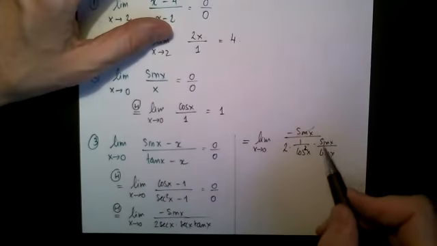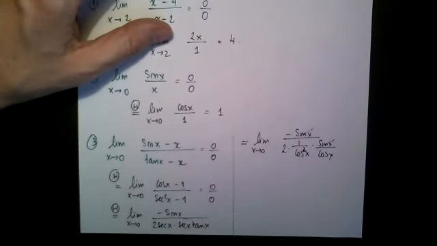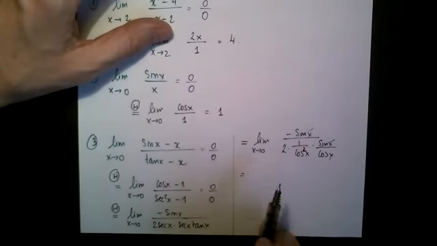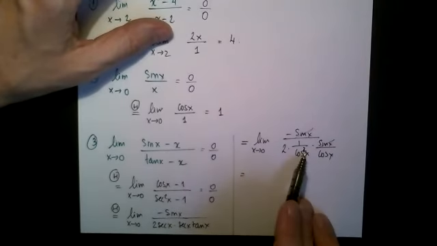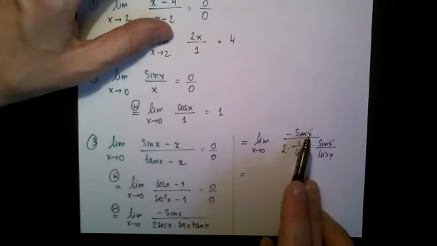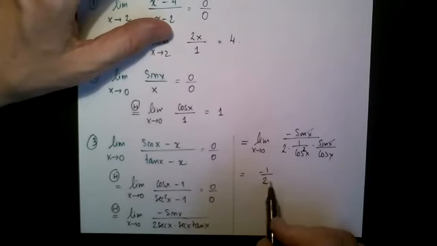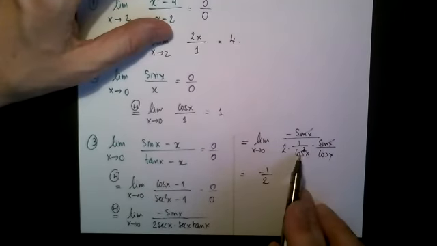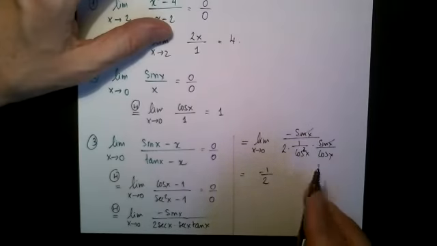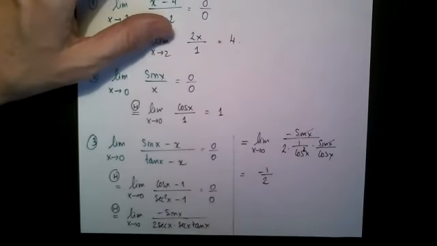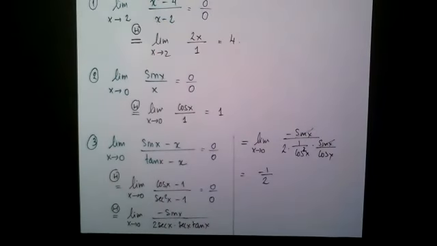And so I could cross out the sine x's. Okay, and then replace the x inside with 0. So I get on top negative 1, and on the bottom I have 2 times cos of 0, which is 1, so it's negative 1/2. That's my answer. At the end, some of you got it right.